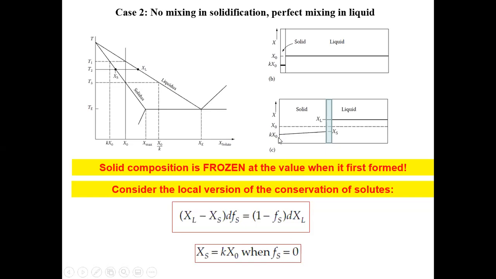Which means that you're at this end of Fs equals 0, Xs, which is the solid composition, equals K times X naught, which is where it's just a start, right? This will be the initial condition.